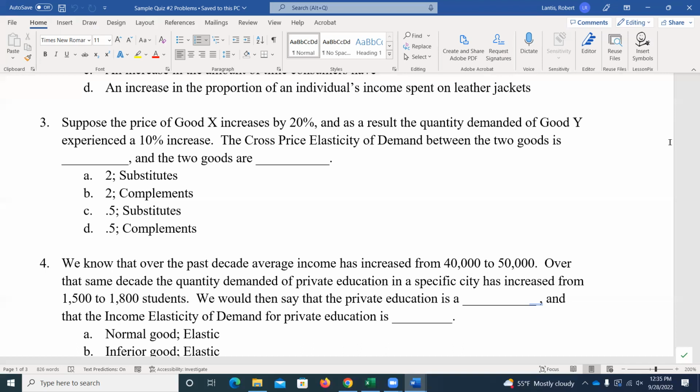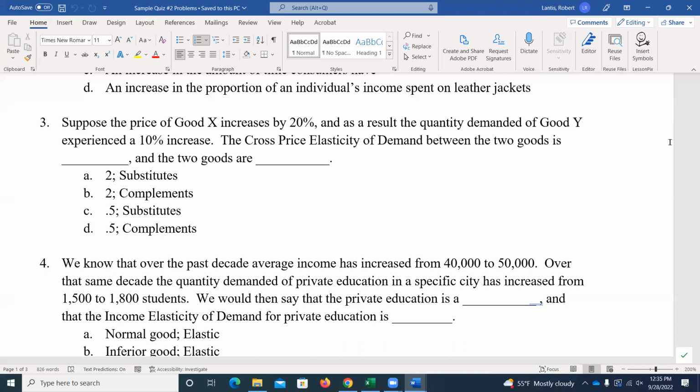Now, to point something out here, if both of these are moving in the same direction, so the price of good X goes up, and the quantity purchased of this other good Y also goes up. What must that mean if we see that this is positive about these two goods?